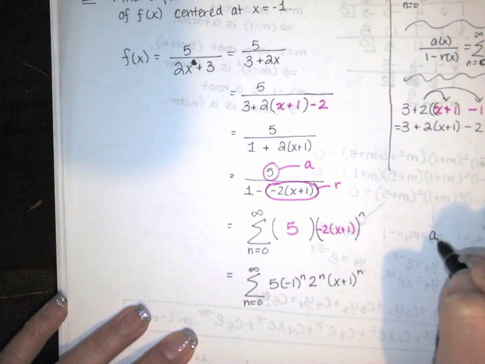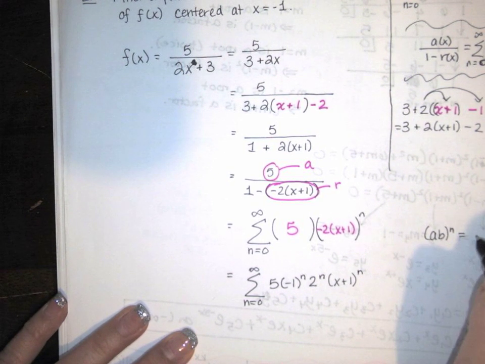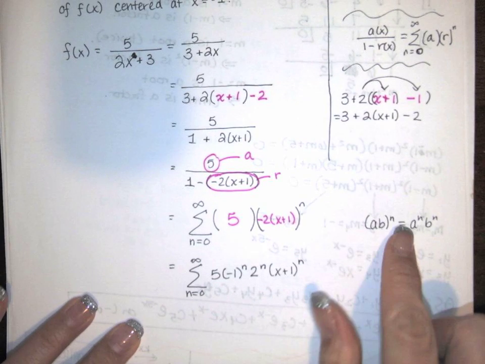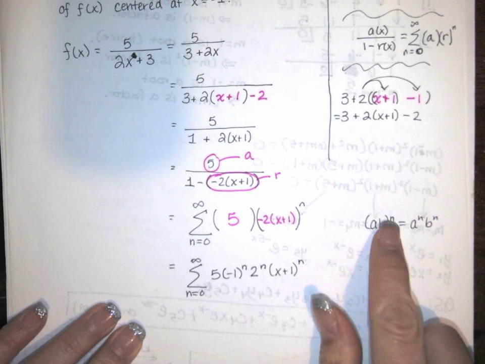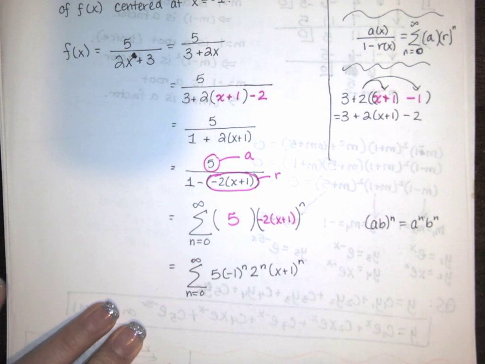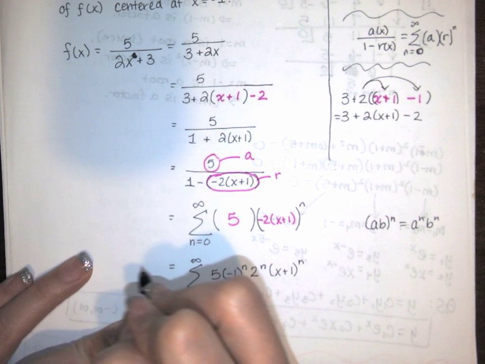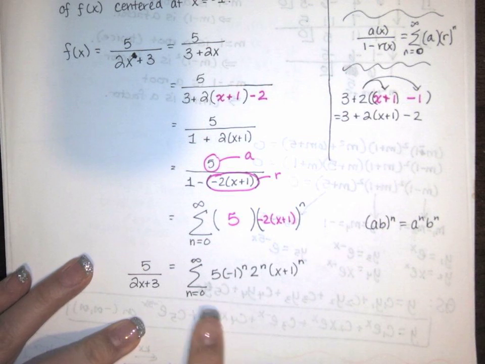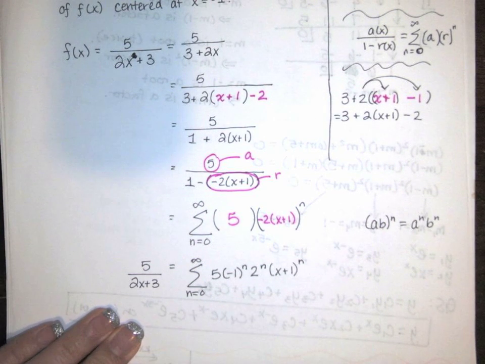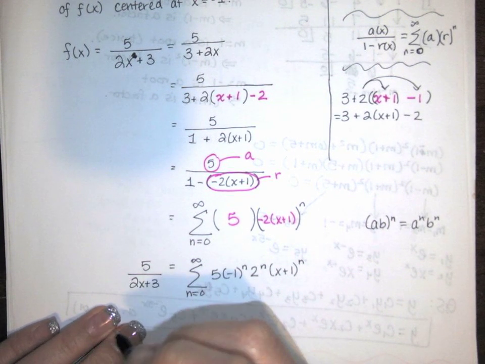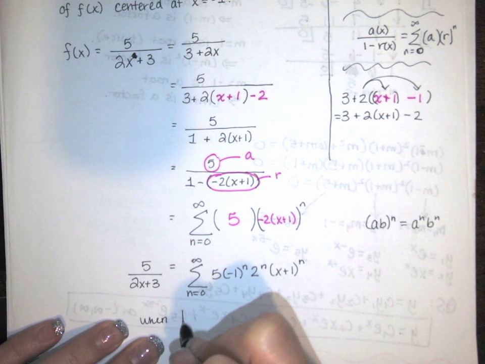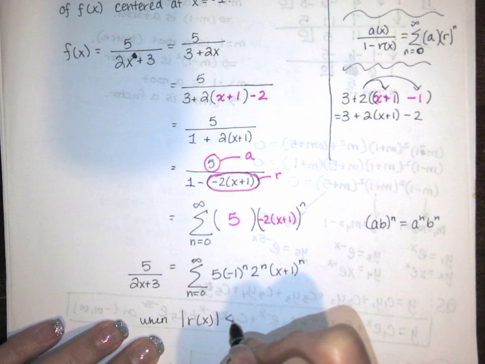And that's because if you have a times b to the n, that's the same as a to the n times b to the n. And that works for as many factors as you have. That nth power applies to all of the factors inside. So f of x, that is 5 over 2x plus 3, can be represented as this power series, but only some of the time. It's represented as this power series when the absolute value of r is less than 1.